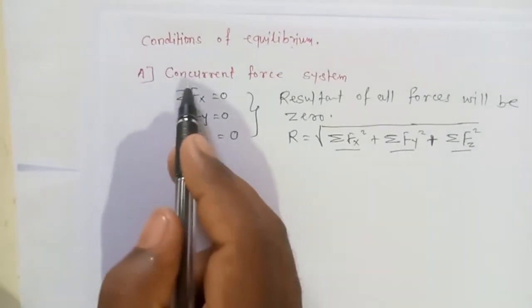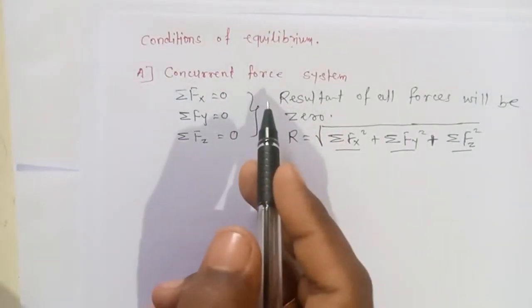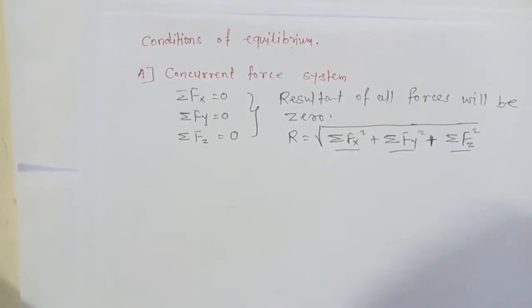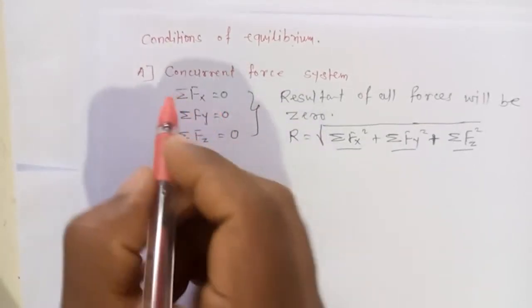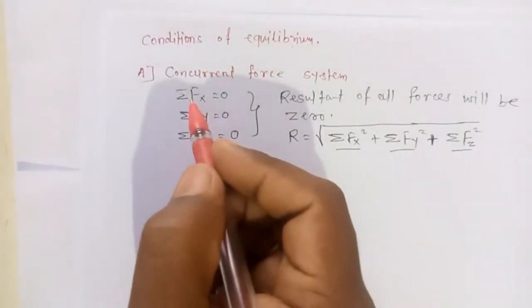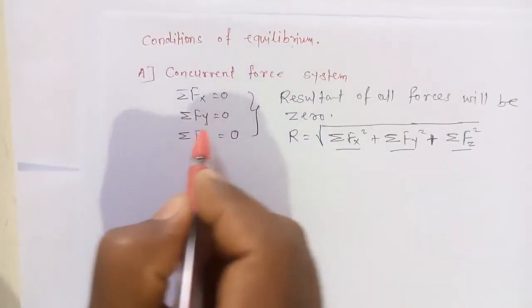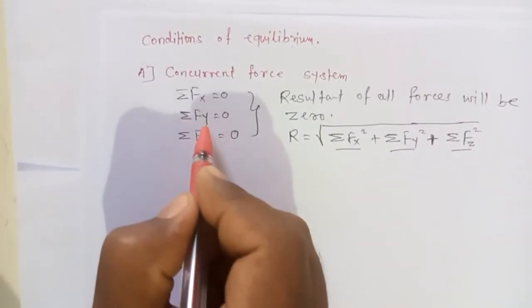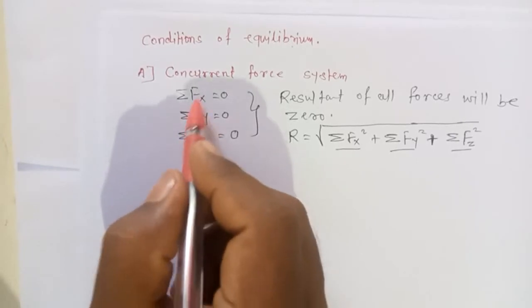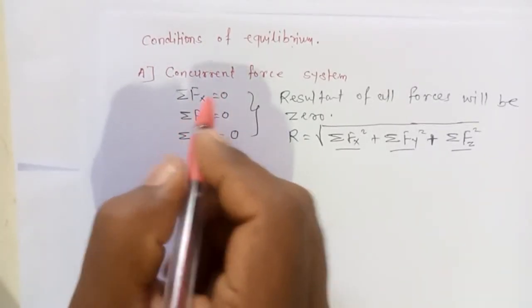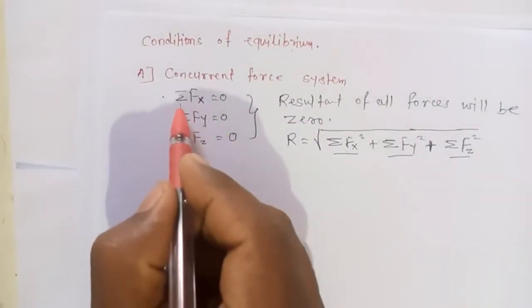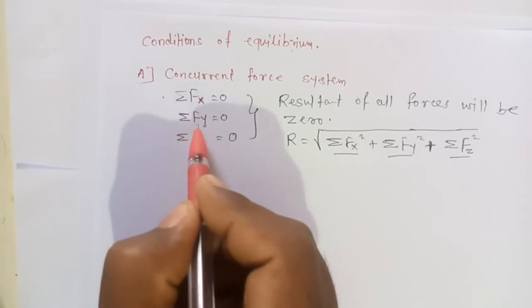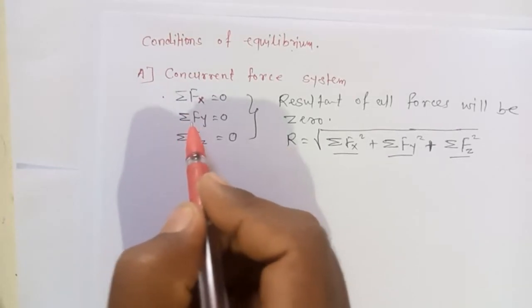Okay, so for any kind of concurrent force system, whether it is coplanar or non-coplanar, these three conditions will be applied. If you are talking about the coplanar force system, then only two conditions will be required, because all forces are in one plane, and a plane can be formed by xy axis or yz axis or xz axis. So depending on that, only two conditions will be required. So basically whenever a force system is coplanar, then summation Fx and summation Fy equal to 0 will be required. So these two conditions will be required.